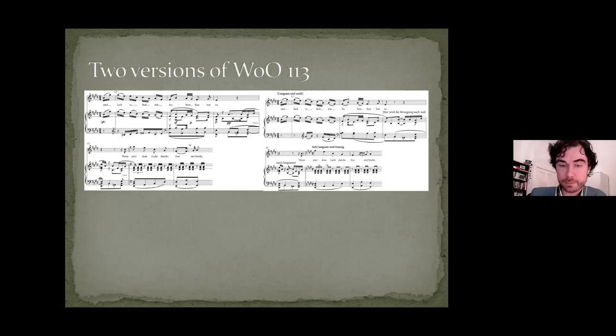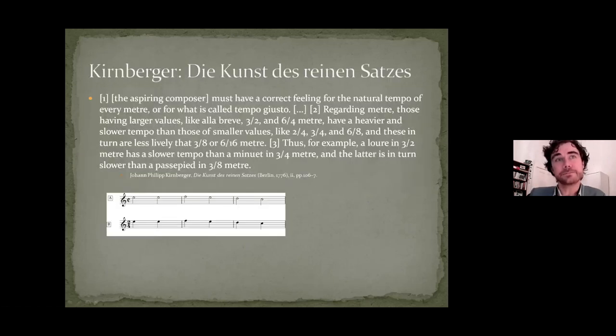And this is further supported by musical treatises circulating at this time, particularly Kirnberger's Die Kunst des reinen Satzes from 1776, some part of which Beethoven copied by hand and which describes tempo in almost identical terms. So let's have a quick look at what Kirnberger wrote about how to indicate tempo. Here's the first part of the relevant section in Die Kunst des reinen Satzes.